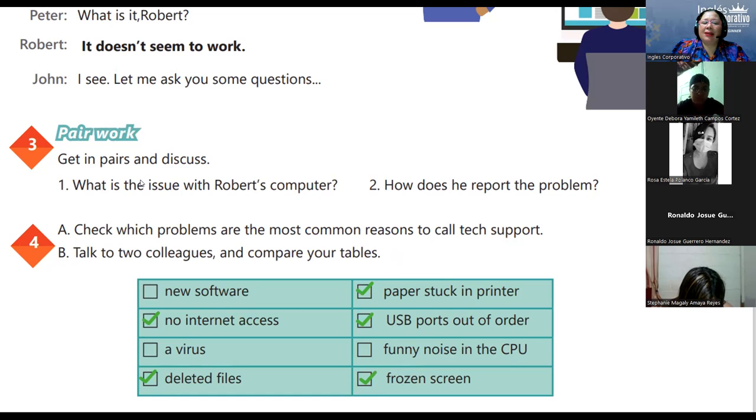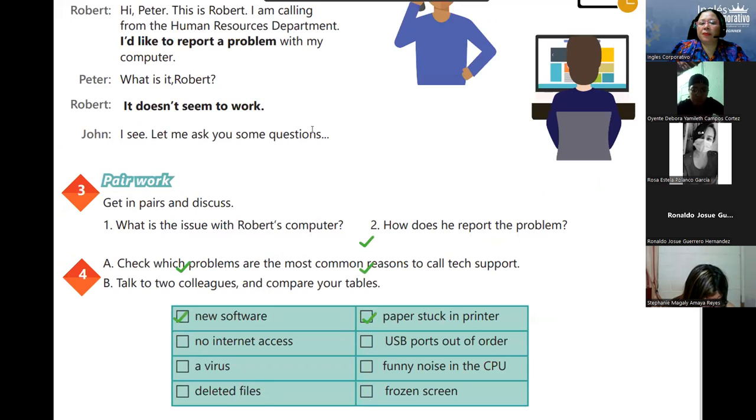All right, guys. This paragraph, the discussion, we didn't do it, but we talked about it, right? What is the issue with Robert's computer in the conversation? Do you remember? Okay, it doesn't seem to work. Very good. It doesn't seem to work. That's true.